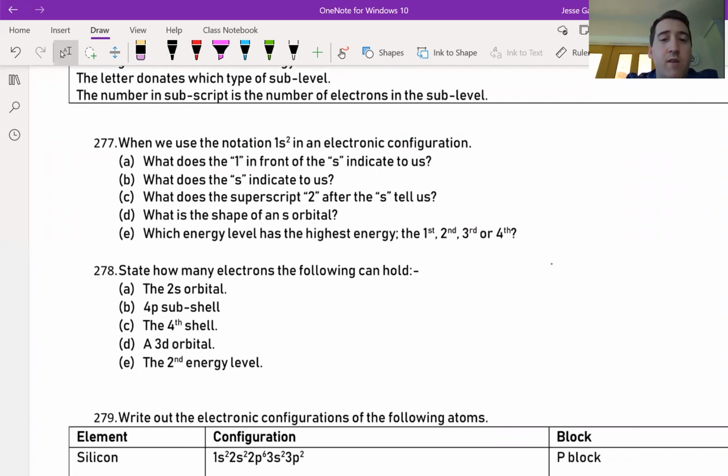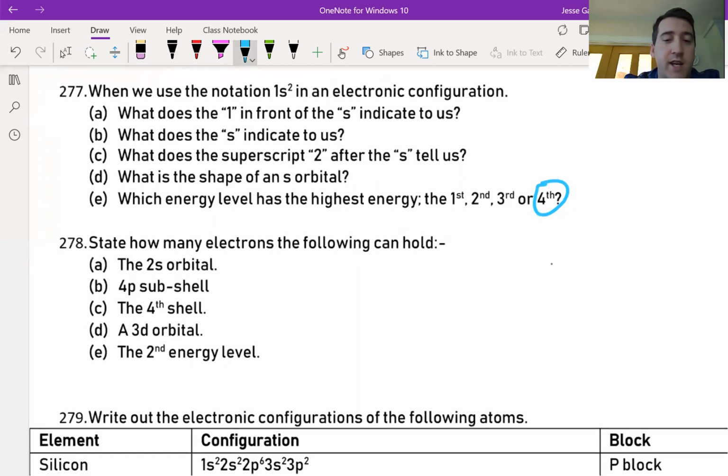So A, what does the 1 in front of the s indicate to us? It indicates the main energy level. What does the s indicate to us? This indicates the sublevel that we're talking about. What does the superscript 2 after the s tell us? This tells us that there are 2 electrons in that s sublevel. What is the shape of an s orbital? That's spherical. And which energy level has the highest energy? Out of these ones, that is the 4th. Good. So you should be either ticking them, or adding corrections, changing your answer if needed.